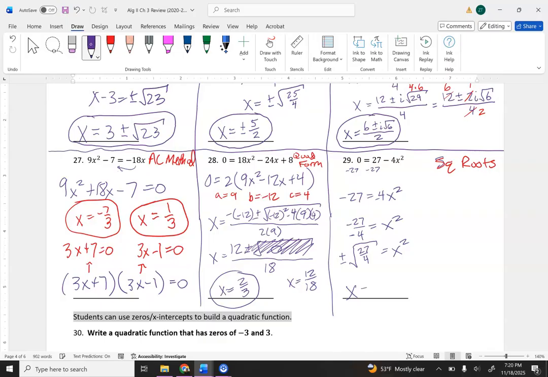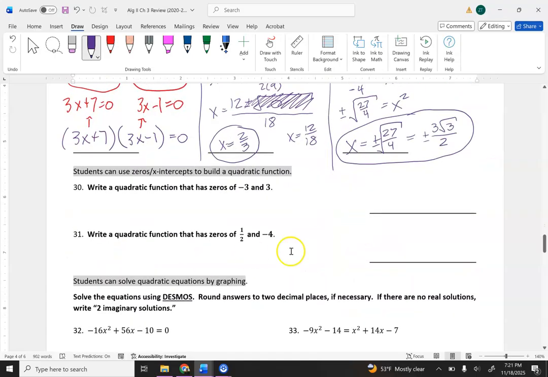All right, so x is equal to the positive or negative square root of 27 over 4, which you can actually simplify by doing the square root of 4 on the bottom, which would just become 2. And then the square root of 27 on top would simplify to be 3 square root 3. So the best and simplest version of the answer would be positive or negative 3 square root 3 over 2.